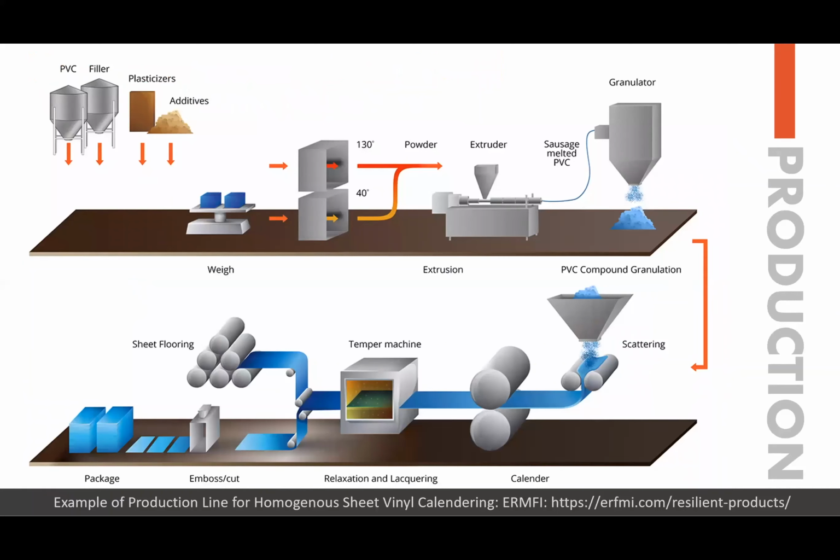In terms of production, it is a sheet product, so you are mixing everything together, going through the extruder, going through the granulator, and then that is utilized as part of a scattering process in the sheet vinyl production. It goes through a temper machine, which has the heating element, and then it creates the sheet flooring. Then the sheet flooring is rolled and then boxed and ready to go. Sometimes it's shipped just wrapped because it is in a sheet format. A terminology issue that I want to bring up is where it says relaxation and lacquering.